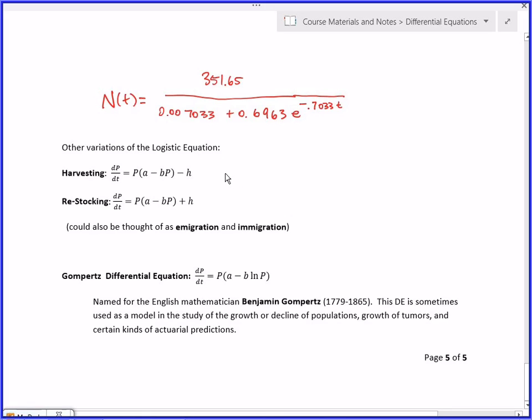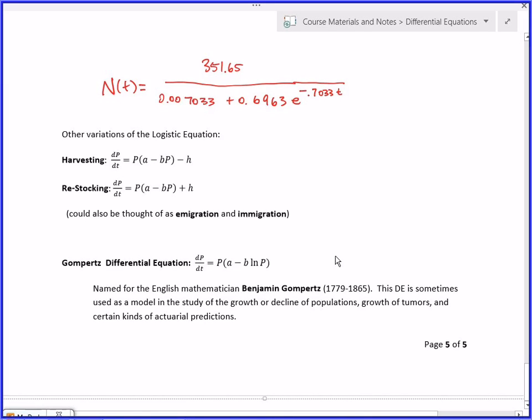Would it be h of t? Well, if it's a constant, like if you are only taking out 30 fish per month or 100 fish per month, you just put that 100, whatever your unit of time is, put in that constant rate that you're taking out. Now, h could be a function of time if it varied based on time, but the simplest model would be to assume that you're harvesting at a constant rate, on average. If you're restocking, it would just be a plus. This could also be used to model a population with emigration or immigration, meaning folks leaving or coming in, if you know those rates.